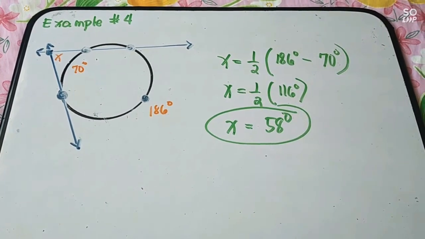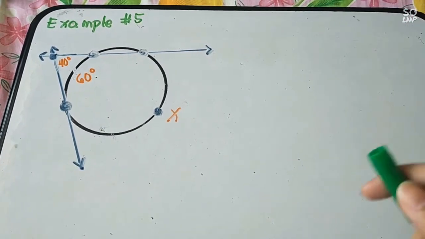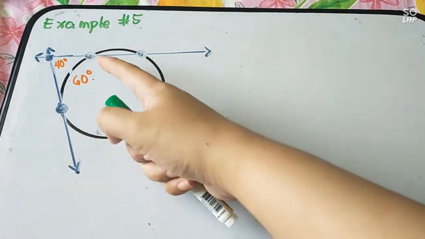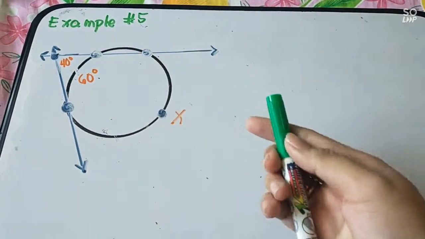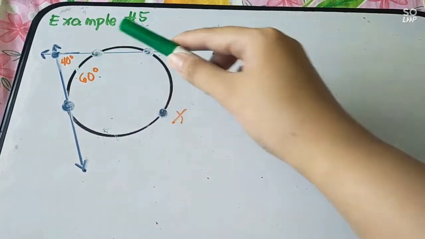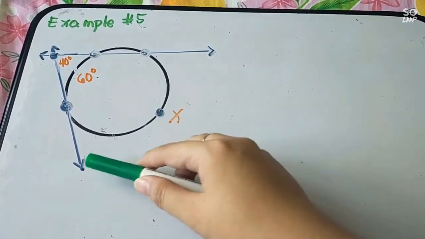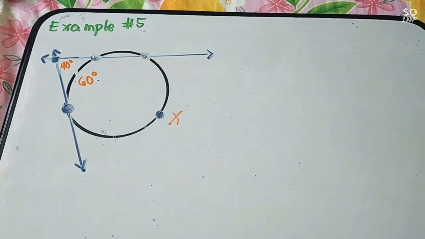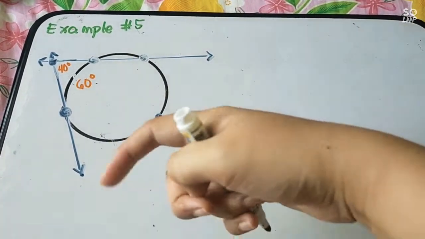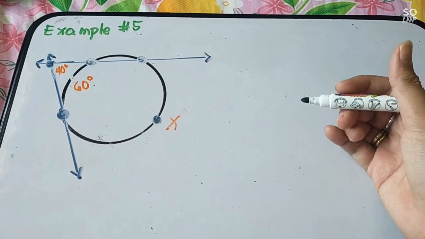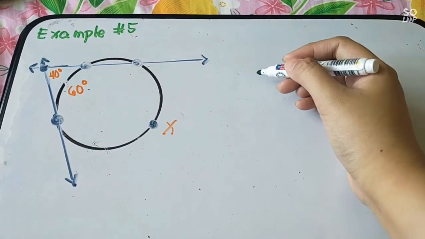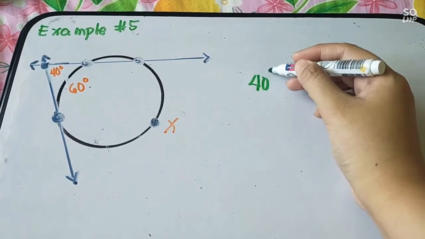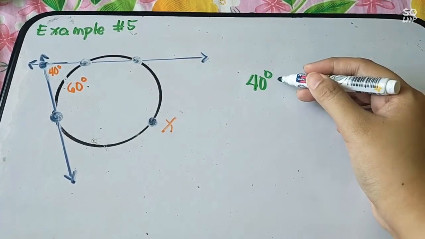Let's have another example. In this figure, we have here the smaller intercepted arc of 60 degrees and your angle is 40 degrees. We are going to solve for the bigger intercepted arc. So, create tayo ng formula. So, ito ay theorem number 2 pa din. We have a tangent and a secant. Okay? So, we have here your angle. Ang angle natin ay 40 degrees. May given ka na angle which is 40 degrees.